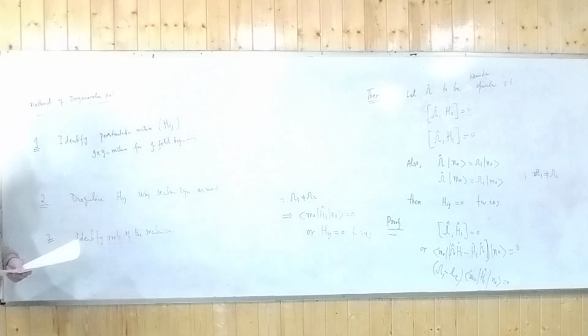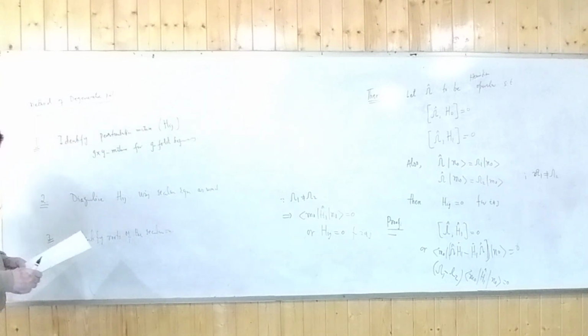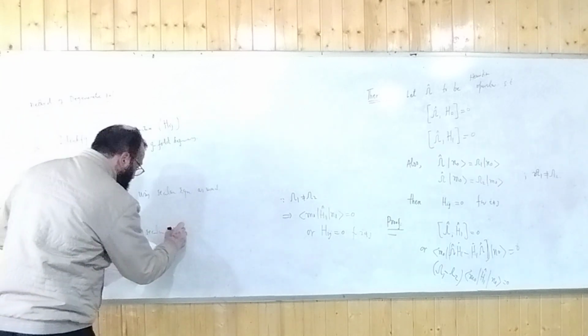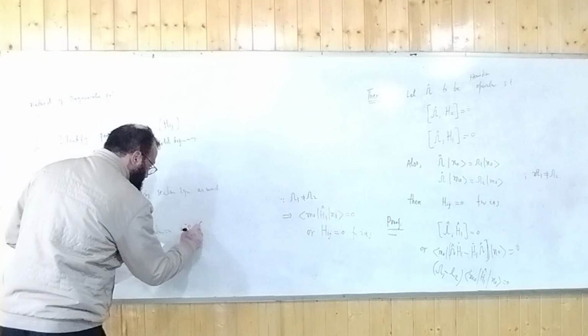Clear? So once you figure out the roots of the secular equation, what does that give you? The first order correction to the energy. Clear? For each level. So let's say if you have two levels, both the levels will get split up. One will be lower in energy, another will be higher in energy. Okay. So identify the roots of the secular equation with first order energy shifts.